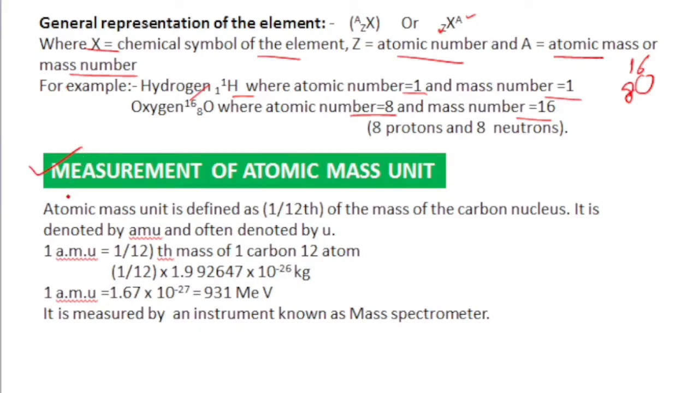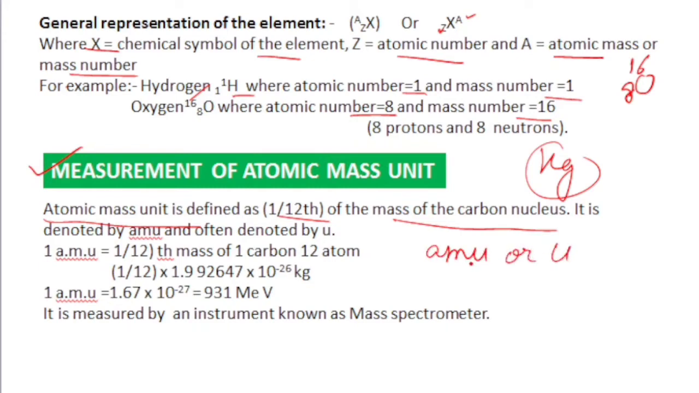Now after this, the next very important topic is the atomic mass unit, because the mass of an atom, or nucleus, is very small, so you can't measure it in kilograms. Kg is a very large unit, right? So the unit which is used to measure atomic mass is called the atomic mass unit. And what is this atomic mass unit? It is defined as 1/12 of the mass of a carbon-12 atom. It is denoted by AMU, or you can write u, atomic mass unit.